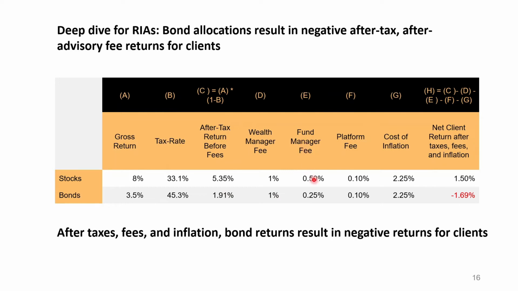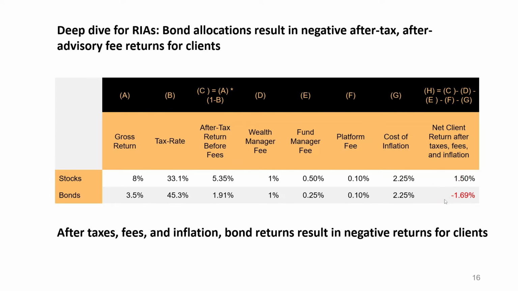And then there's a fund manager fee and underlying, again, the expense ratio of the funds. So the stock fund is going to have a fee. Again, it's not a Vanguard fund if you're using a financial advisor, right? So 0.5% and 0.25%. These are the assumptions here. Again, the platform or custodian fee. And then we have inflation, right? Again, right now inflation is really high, but long-term inflation is around 2%. So when we subtract all these expenses and costs, we can see that the net return to the client on the stock side of the portfolio is only about 1.5%, but on the bond side, it's actually negative.